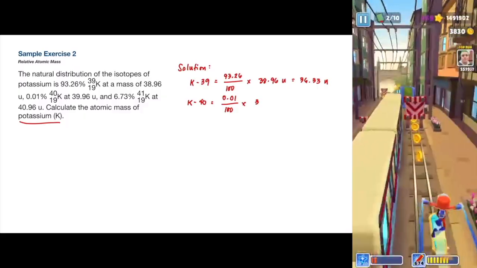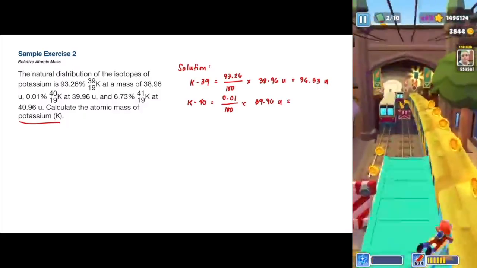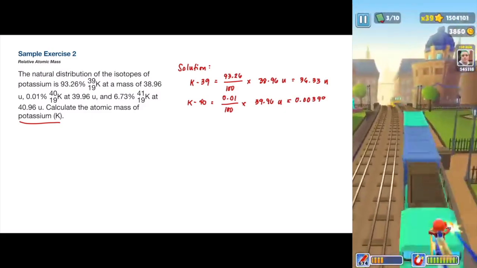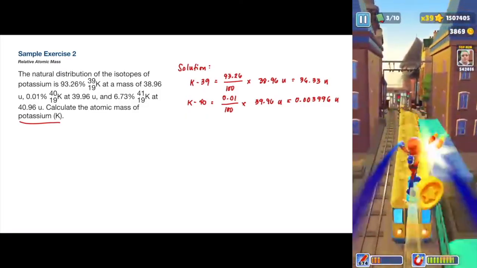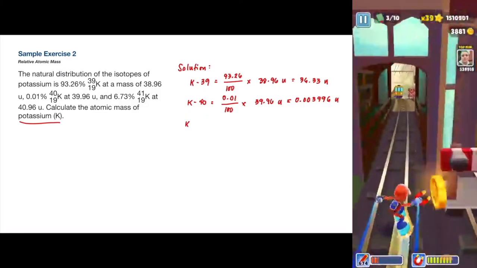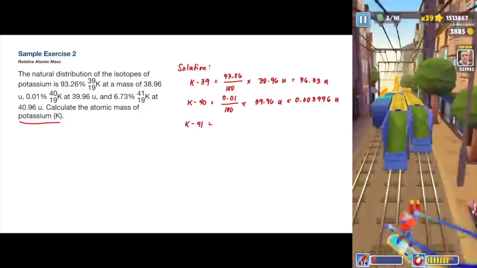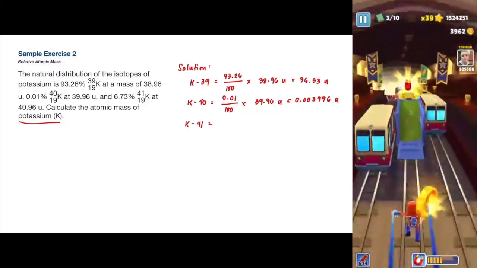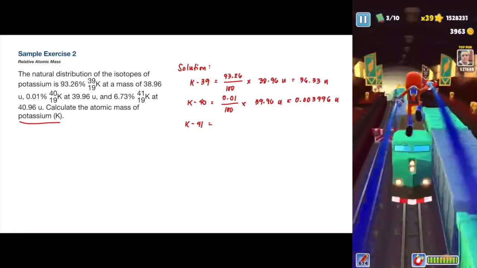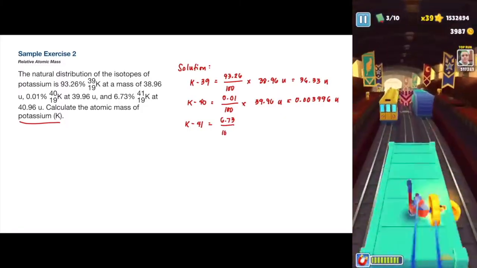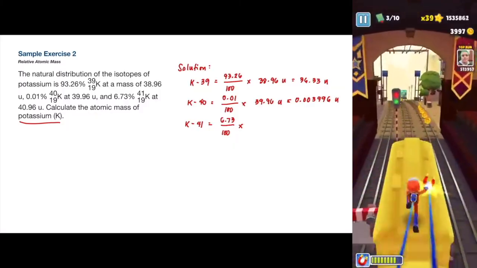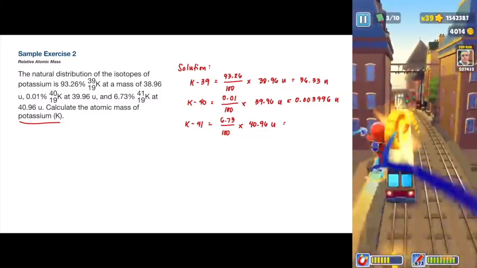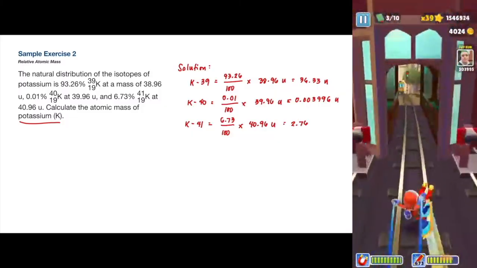The second isotope, which is potassium-40, its fractional abundance is 0.01% or 0.01 over 100, multiplied by its atomic mass, which is 39.96 units, and the answer is 0.003996 units. And lastly, the last isotope, which is potassium-41, its percentage abundance is 6.73%, or its fractional abundance is 6.73 divided by 100, multiplied by its mass, which is 40.96 units. And the answer is 2.76 units.